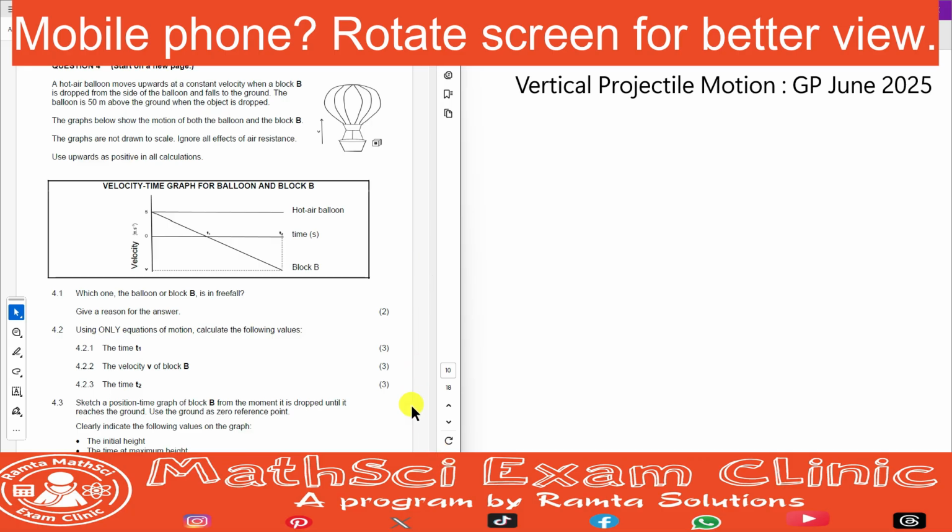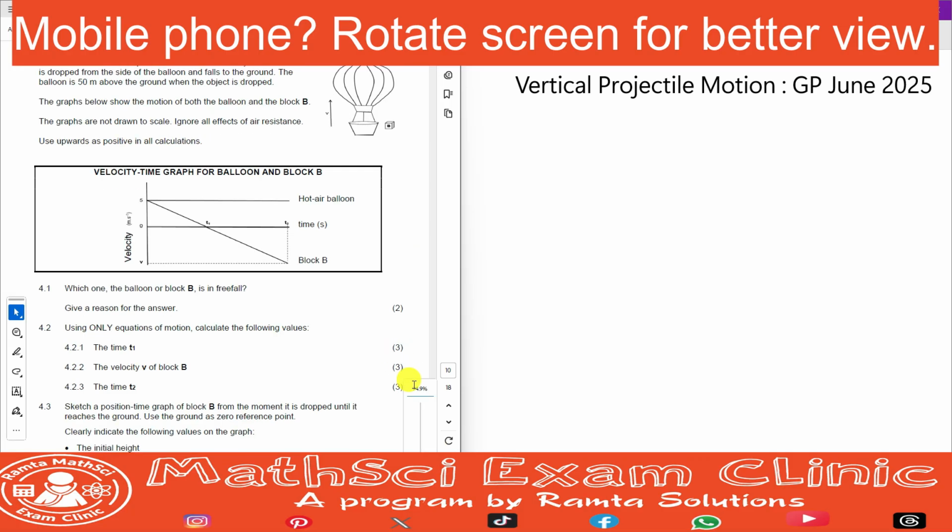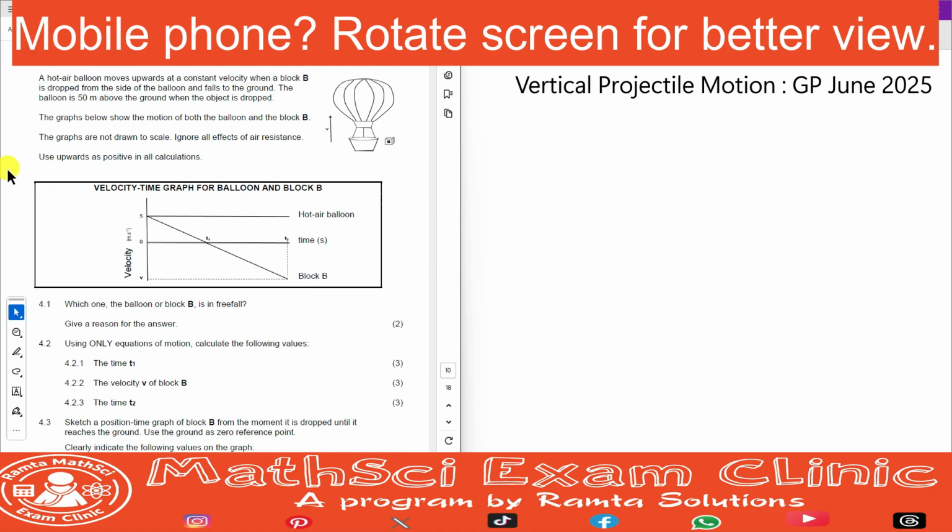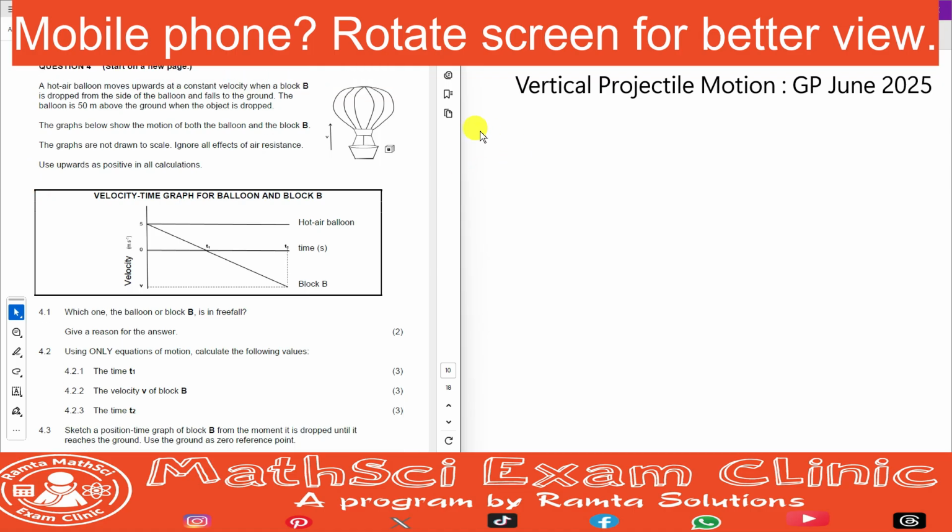I'm going to zoom in slightly. Okay, this is better. Perfect. So let's see. Question 4, we start now. So we have, let's see, they say a hot air balloon moves upwards at a constant velocity when a block B is dropped from the side of the balloon and falls to the ground. The balloon is 15 meters above the ground when the object is dropped.